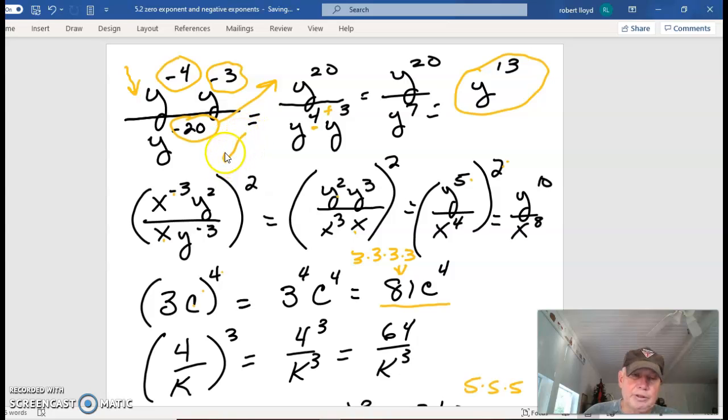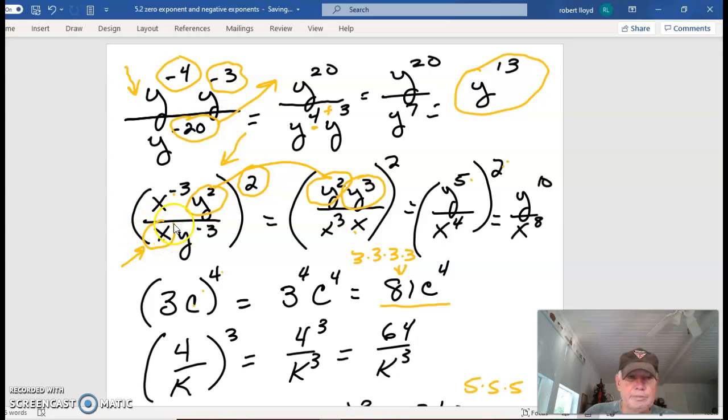Here's another one where we have a parentheses and a power on the outside. So eventually we're going to use the power rule, but we want to clean this inside up first. So the x to the third comes down, and the y to the negative 3 comes up. So this y squared stayed right where it was because it's positive. And then our y to the negative 3 came up to be positive.